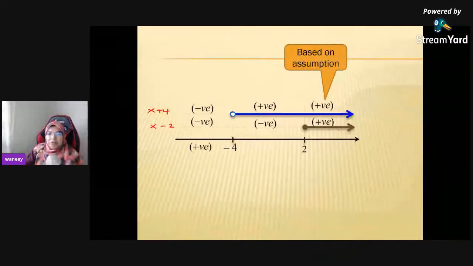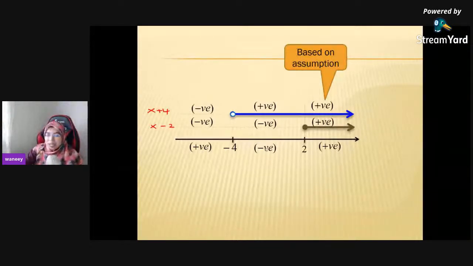Okay, so if we have some negative number, divide with some negative number, we're going to get a positive number. Positive, divide with some negative number, it will become negative. Positive, divide with a positive, it will become positive number.